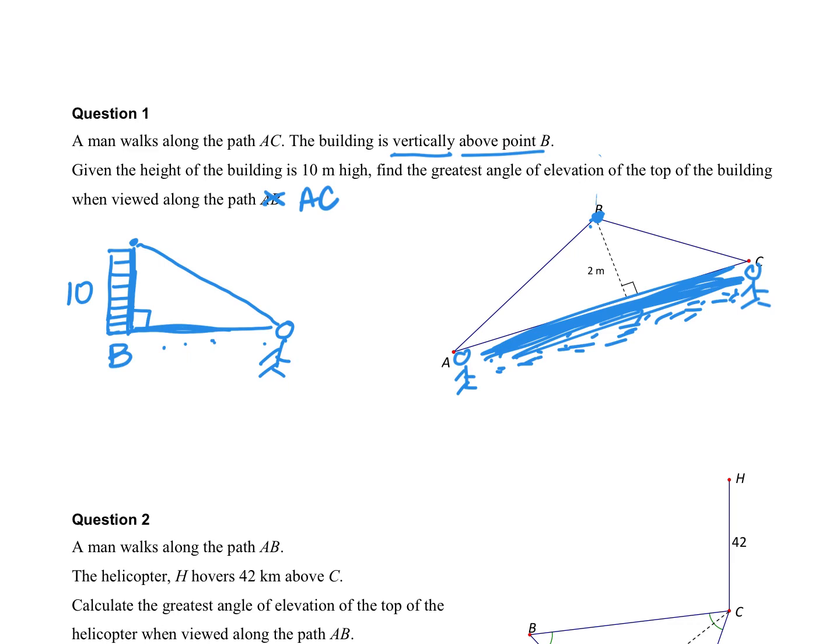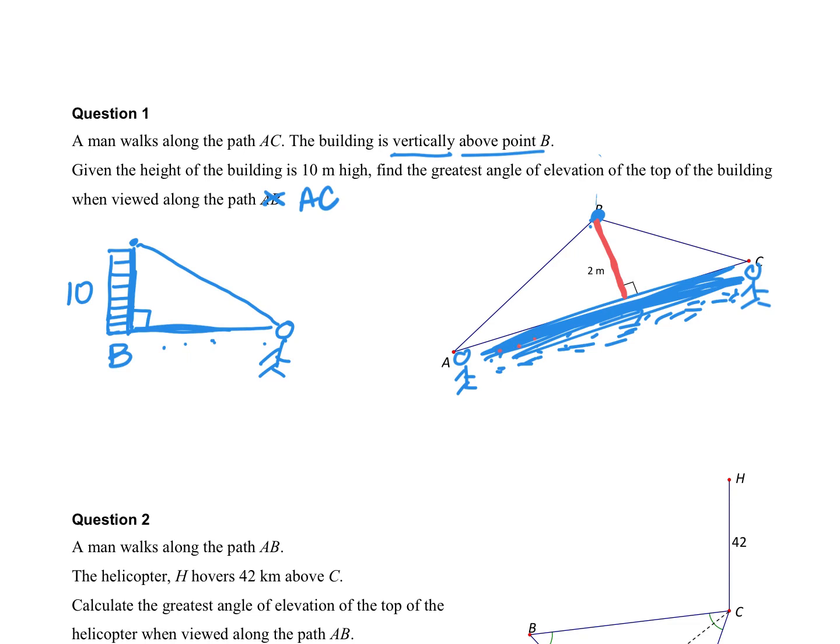Where's the building? The building is at point B. Where will it be that I will have the greatest angle of elevation? Far away or nearest? Nearest. So technically speaking, it's the shortest distance, right? So where is the shortest distance? The one that is 90 degrees. There are two different diagrams, don't mix up. Slowly again, one by one.